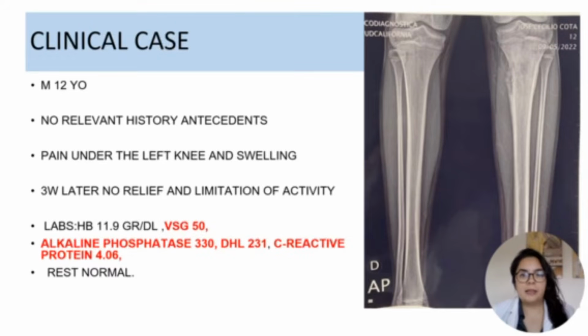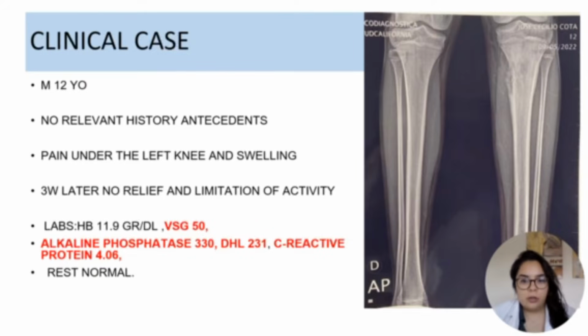The case begins when we received a 12-year-old boy who presented pain and swelling under his left knee with apparently no relevant background. He mentioned that 1 month before he was attended by a doctor because he fell off his bicycle and had pain in the lower leg, where he was prescribed some NSAIDs. 3 weeks later, he was referred to this institute, but now presenting limitation to normal activity, and he had no relief with NSAIDs. We proceeded to take an X-ray and corresponding labs.